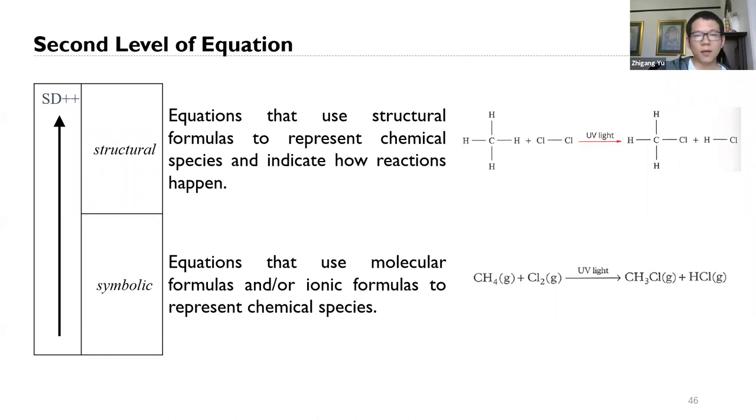And the reason why I believe this structural has more meaning than this symbolic is that this one only shows the state symbol, which is not shown in this kind of equation. But this one shows a lot of meaning that doesn't show in this one. For example, the arrangement of the atoms and the covalent bonds. But most importantly, it indicates how the reaction happens, which is significant meaning in this type of equation. It's kind of like an implicit event going on there. So I believe this structural one has much stronger meaning than this symbolic one here.